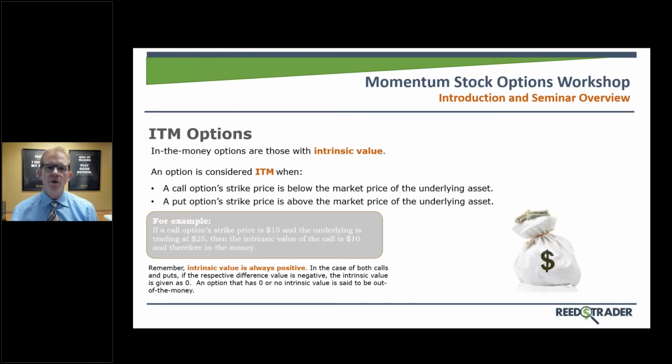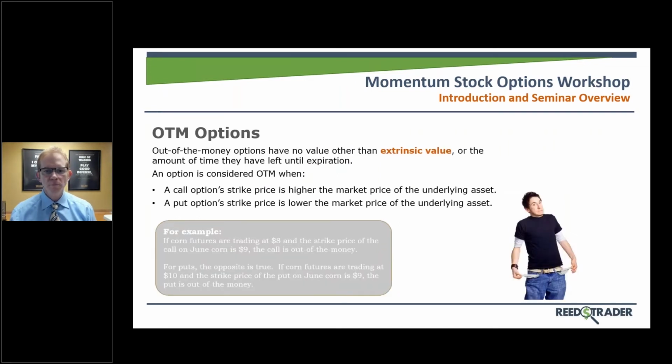Okay. So remember, intrinsic value is always positive. It's like an absolute value. So in the case of both calls and puts, if the respective difference value is negative, the intrinsic value is 0. An option that has no intrinsic value is said to be out of the money. So you can think of the intrinsic value of 0 as the same as the O in out of the money. Out of the money options have no value other than their extrinsic value. We also call this time value. This is the amount of time value they have left until expiration.